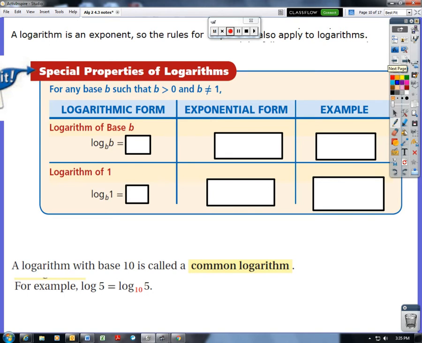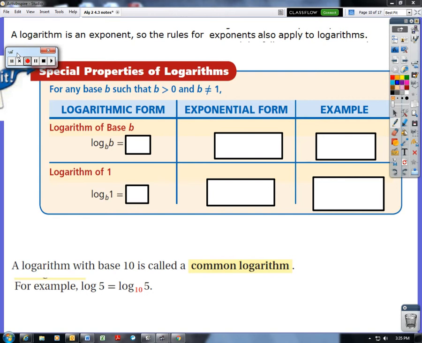Let's see what we got under here. A logarithm is an exponent. I've been saying that over and over, how important that is to understand. And so the properties for exponents also translate to logarithms. So let's look at some of these.